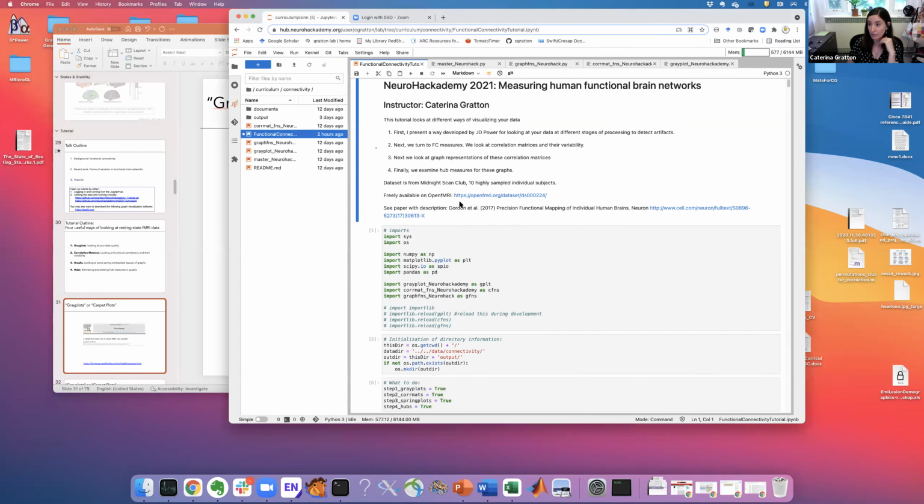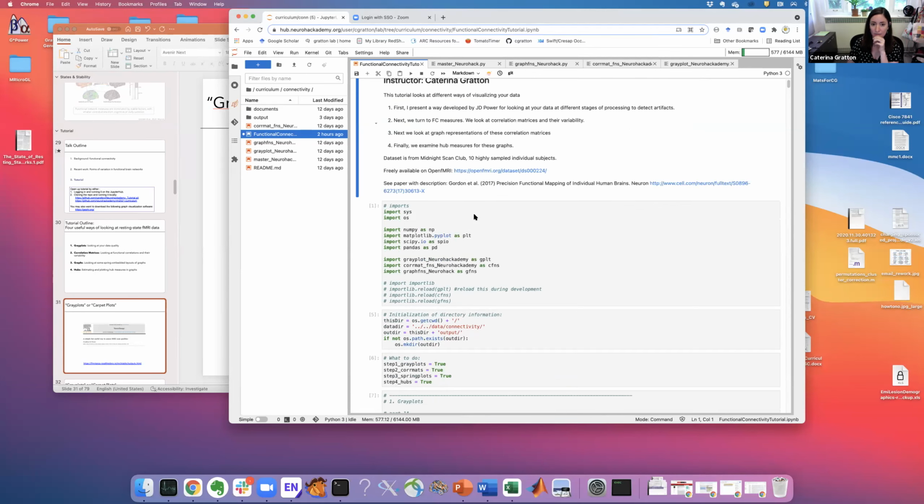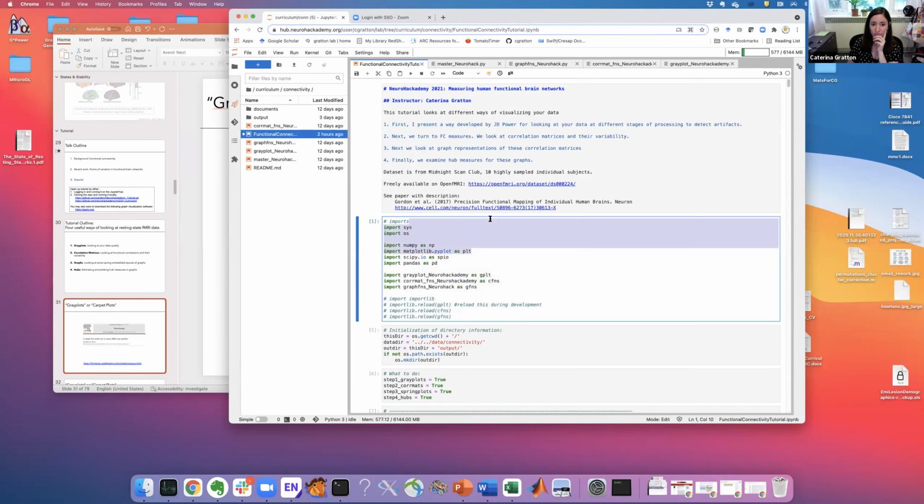I've also noted here that the Midnight Scan Club dataset, like the other ones I've talked about today, is publicly available. I think this link is to OpenFMRI, but it's actually now on OpenNeuro. So I should have probably updated that, but you should be able to Google for it. And the full data set is described in detail in this paper by Evan Gordon. So go ahead and get going.